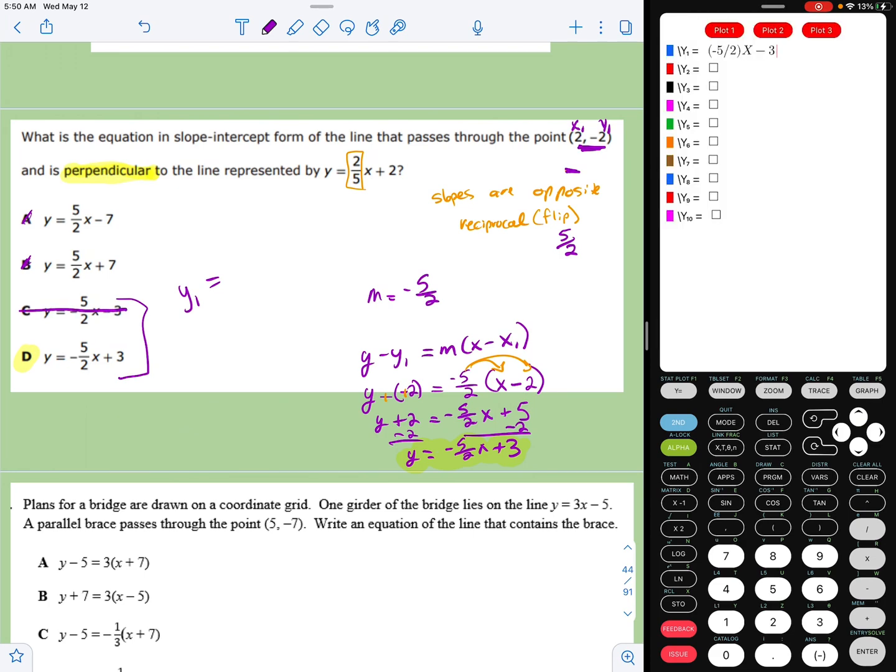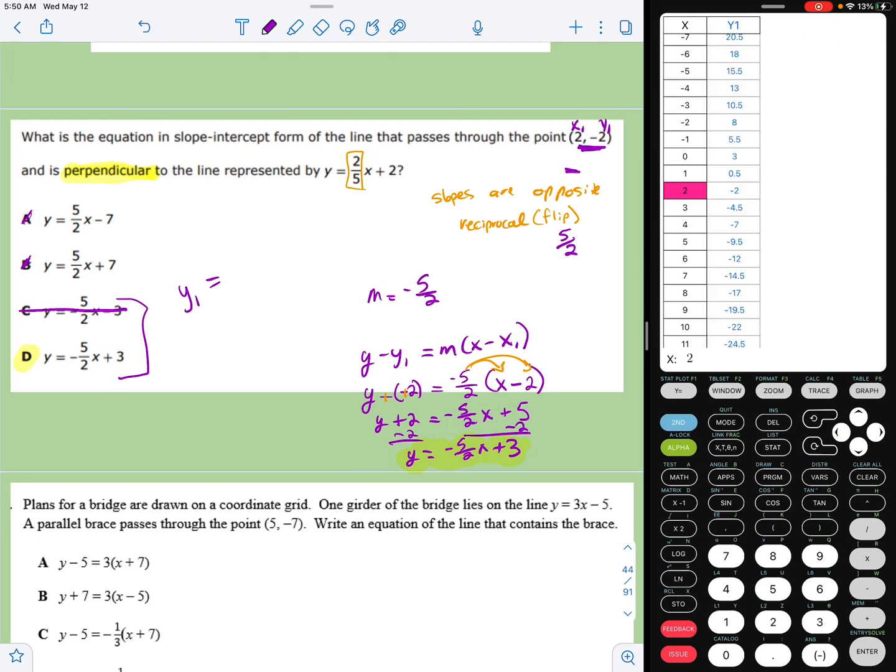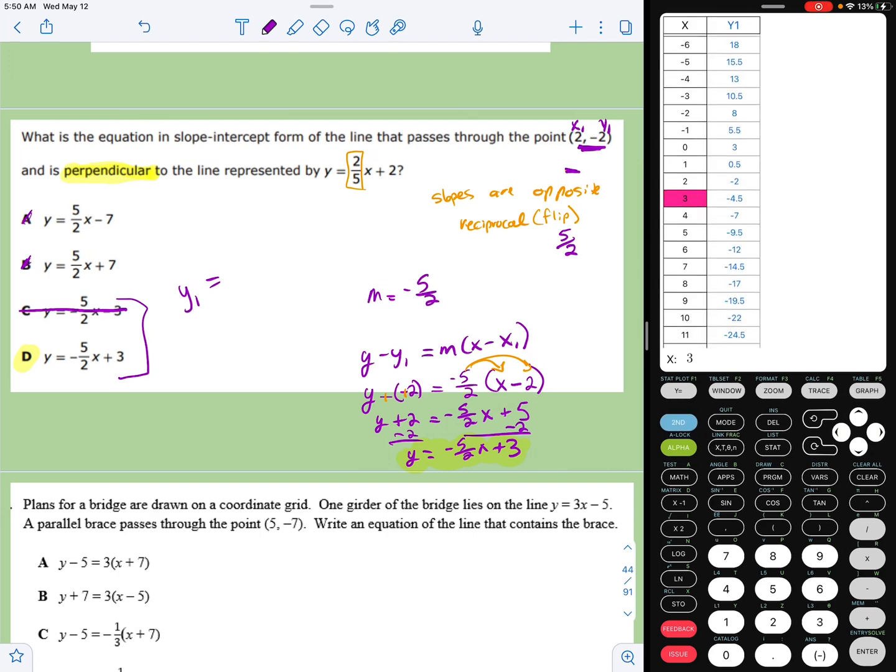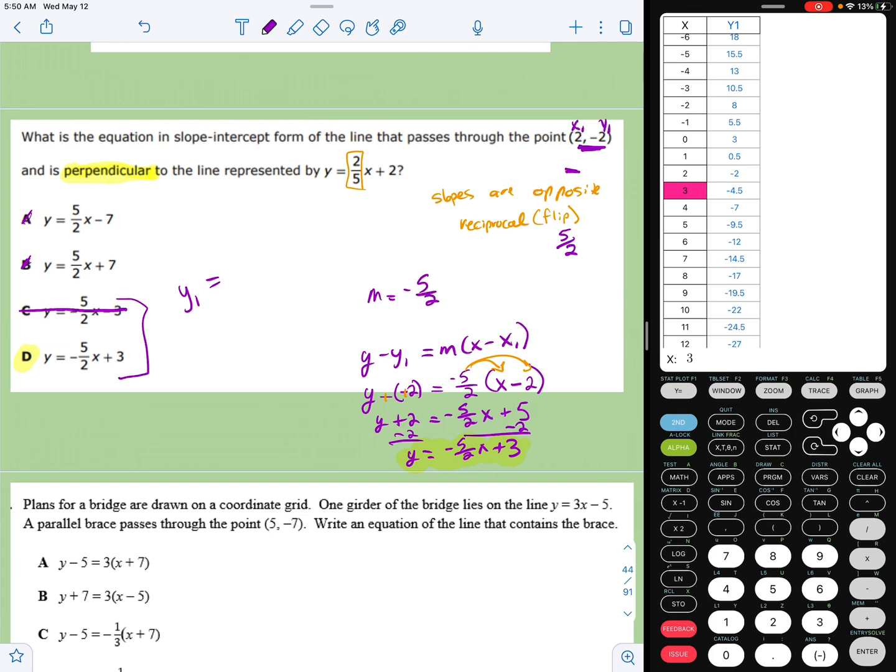But what we can do is go into y equals, parentheses, negative 5 over 2, close that parentheses, x, and then plus 3. And when we go here to second graph, what do we notice? Well, when we get to 2, our y is negative 2. So that's how we know this is the answer.